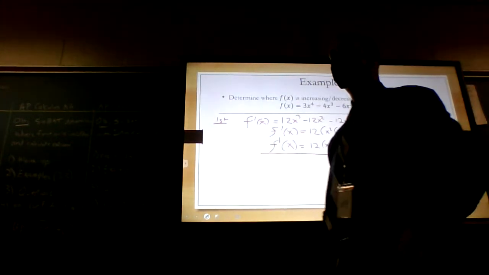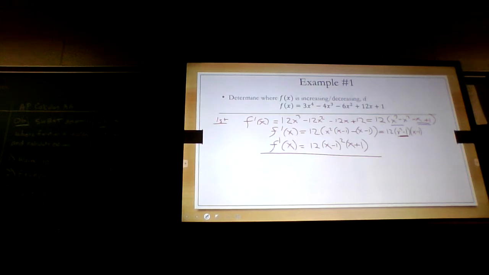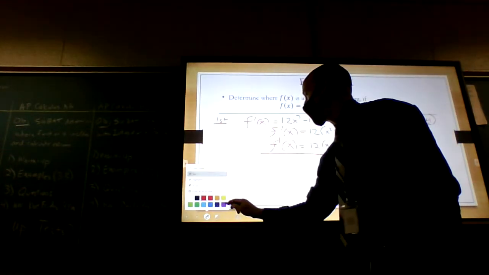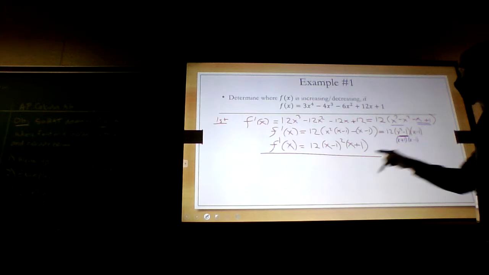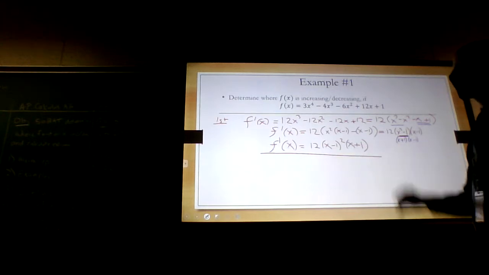Sorry, for 12x squared times the x minus 1, isn't it x to the third? No. No, so this right here is going to be x plus 1, x minus 1, right? This part right here. Oh, yeah. Right? So then there'd be two factors of x minus 1 and one of x plus 1. Okay, yeah.